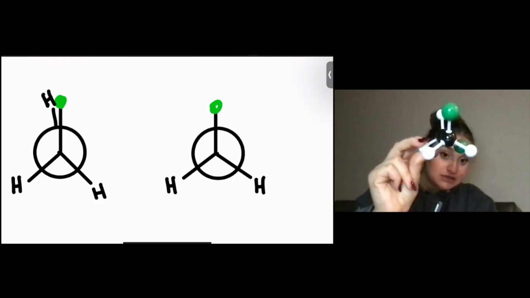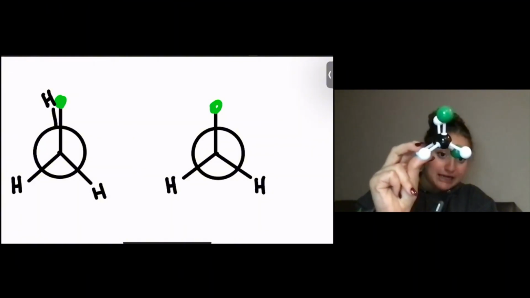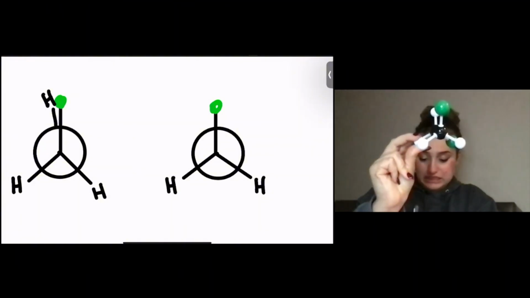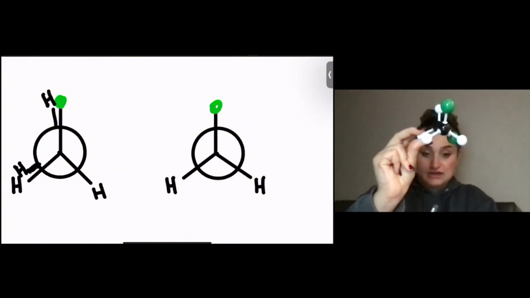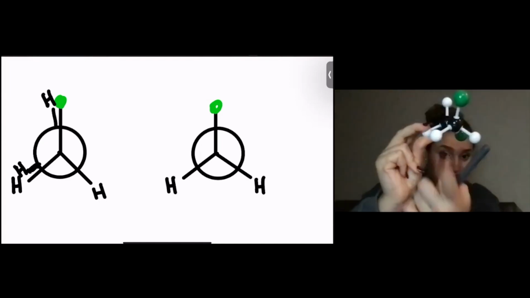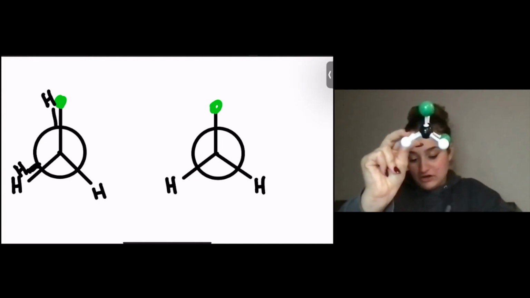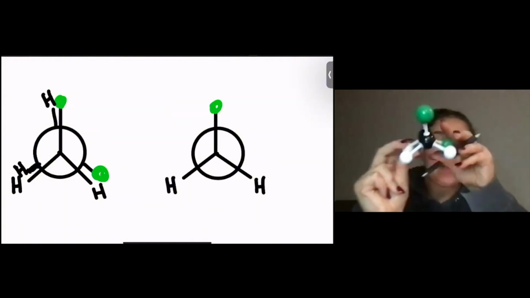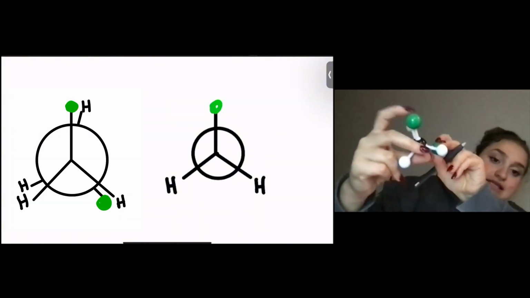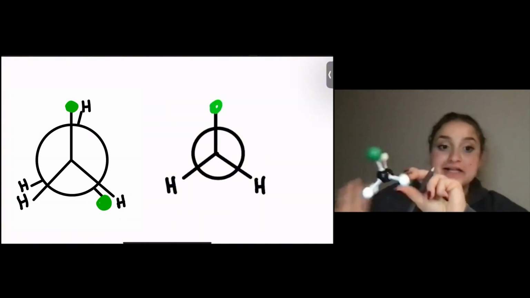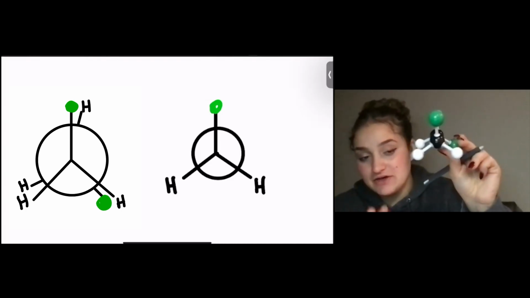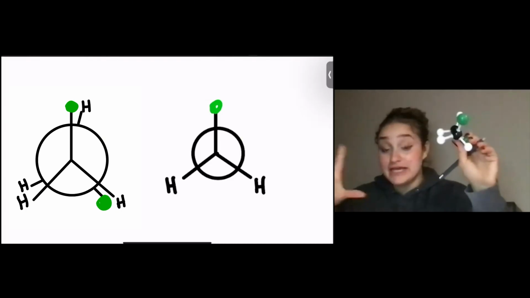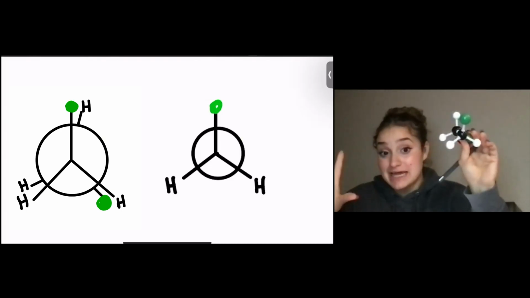That top hydrogen is hiding behind our front green carbon. We have another hydrogen hiding behind this hydrogen. And now we also have our green carbon hiding behind that hydrogen. Now I want you to notice that our two largest groups are still 120 degrees away from each other, okay? It's eclipsed. They're all pretty high in energy, kind of unstable.